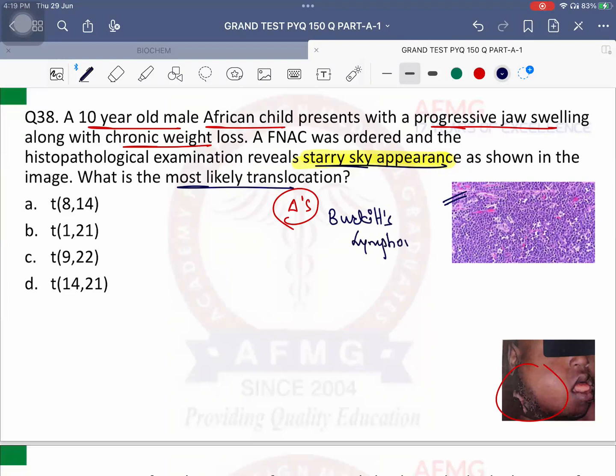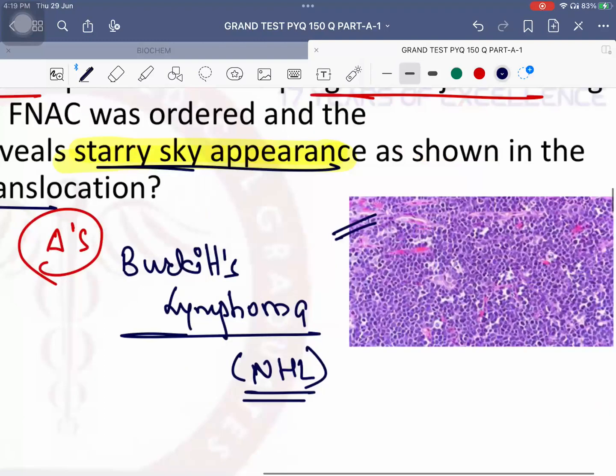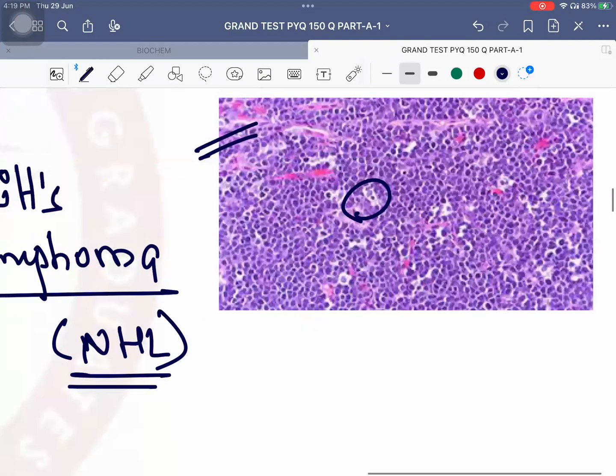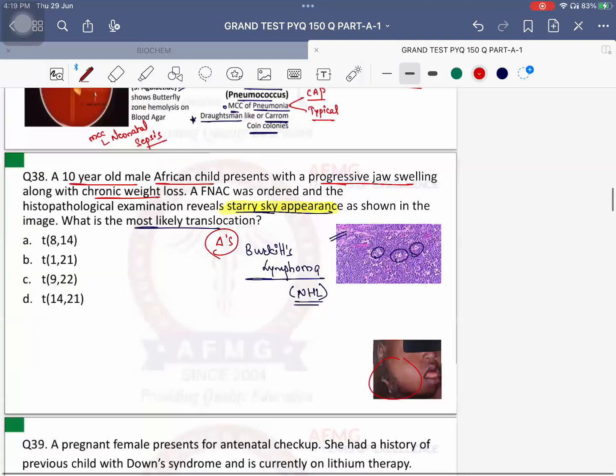Hodgkin's or non-Hodgkin's lymphoma it is? It is a type of non-Hodgkin's lymphoma. इतना तो पता होना चाहिए Hodgkin's कौन से, non-Hodgkin's कौन से. ठीक है, so it is a type of non-Hodgkin's lymphoma. Please remember, it commonly occurs in children, and lymph node biopsy shows the characteristic starry sky appearance. These stars are nothing but the macrophages which are seen in between, and these are all the blue color sky. It is formed by the malignant cells. ठीक है, so that is important.